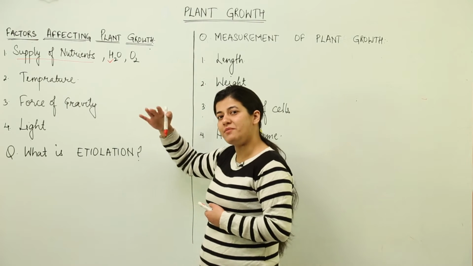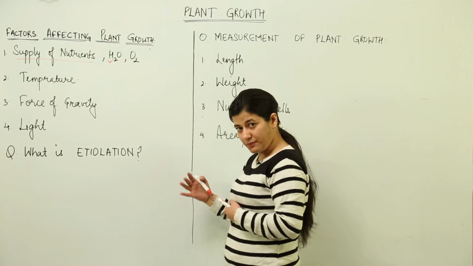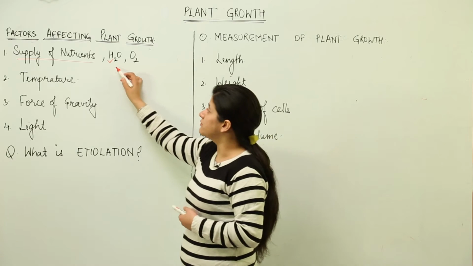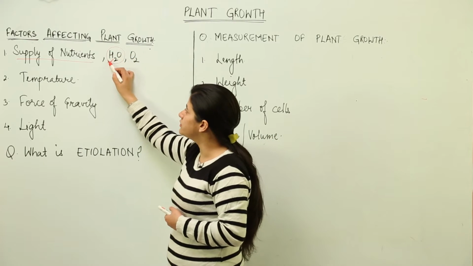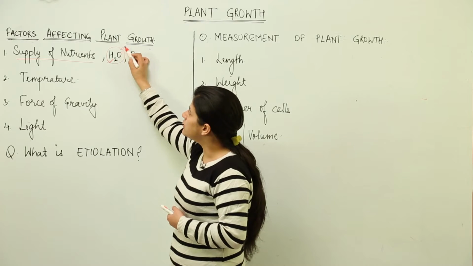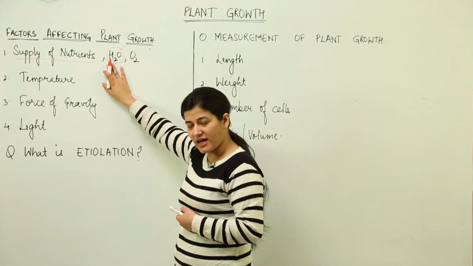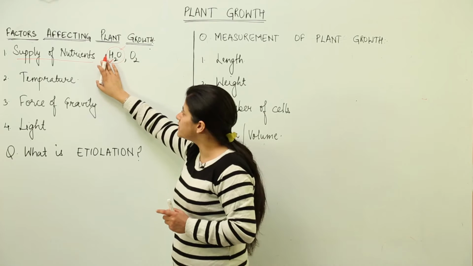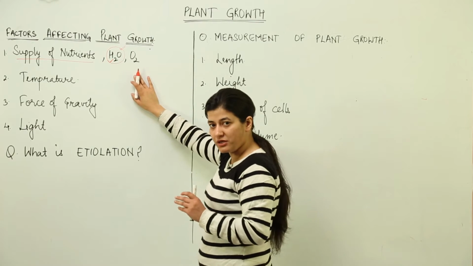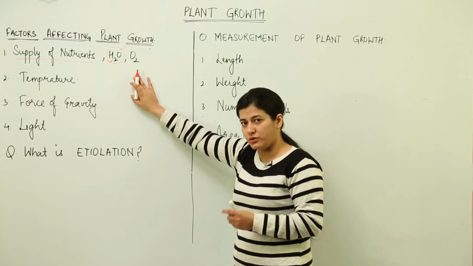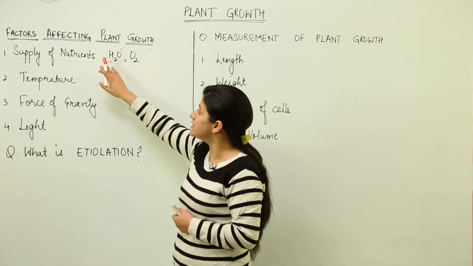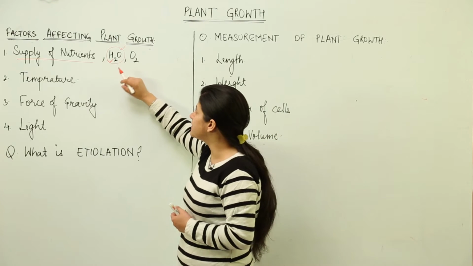Moreover, whatever enzymatic activity takes place inside the plant cells, water is the medium. That means it acts as a universal solvent, and it is the medium in which all the enzymatic activities have to take place. So basically, water is very much important for the protoplasmic growth, which would later on add to the growth activity of the plant, and hence an important factor for influencing the plant growth.